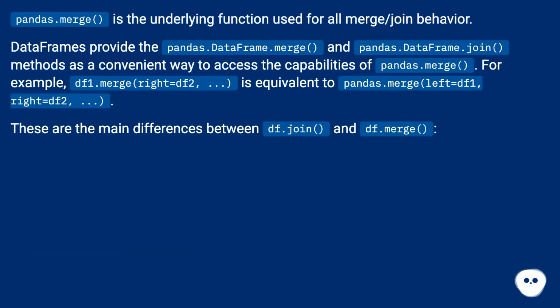Pandas.merge is the underlying function used for all merge/join behavior. Dataframes provide the pandas.dataframe.merge and pandas.dataframe.join methods as a convenient way to access the capabilities of pandas.merge. For example, df1.merge(right=df2, ...) is equivalent to pandas.merge(left=df1, right=df2, ...). These are the main differences between df.join and df.merge.